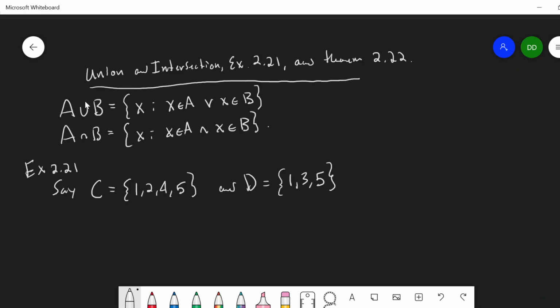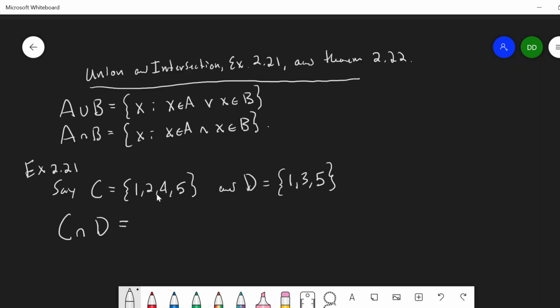So notice how we're defining these operations with sets by using the logical underpinnings that we developed in Chapter 1. This is going to be our window to proving some of the results in Theorem 2.22. So let's just look at an example to make sure we understand what these two definitions are saying. C is given by 1, 2, 4, and 5, and D is 1, 3, 5. Another way to think of intersection, it's the collection of all elements that are common to both C and D. It's a conjunction.